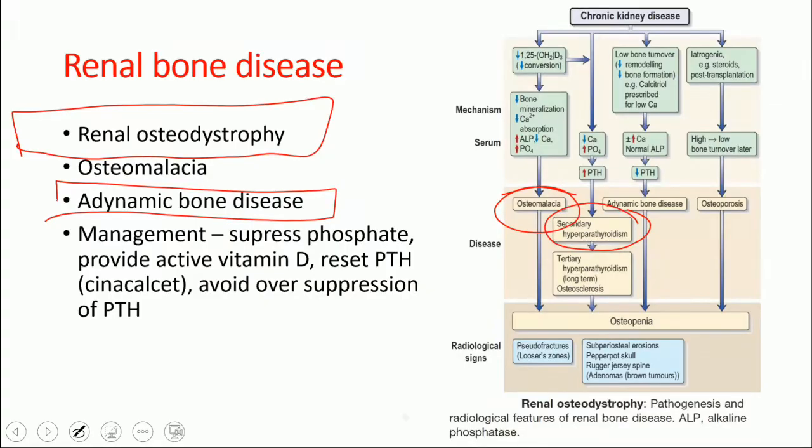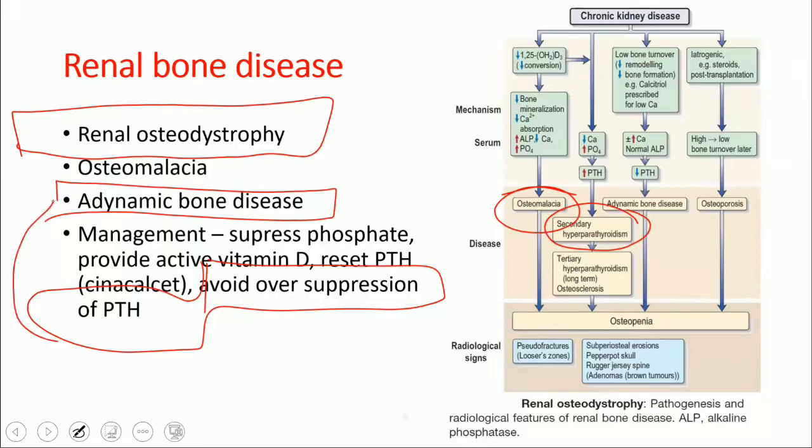Now by giving medication, because most of the time it is a secondary hyperparathyroid state, your medication is trying to suppress the PTH. So you're giving calcium, vitamin D, you're suppressing the PTH, right? If you overdo it, it can cause adynamic bone disease. So if you overdo your suppression, it can cause adynamic bone disease. So what is said here is to avoid over suppression.